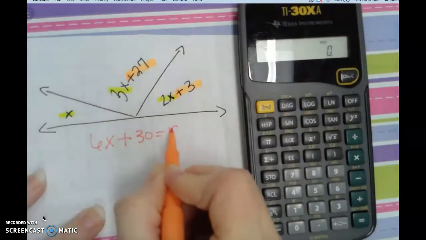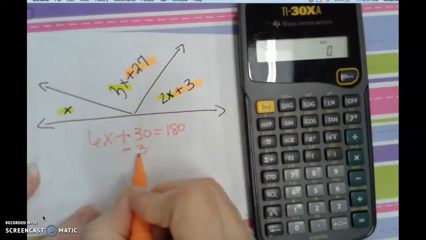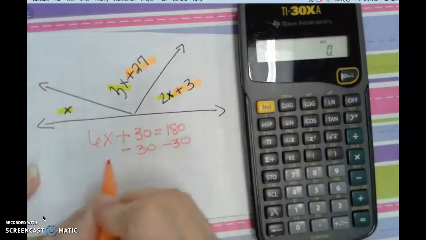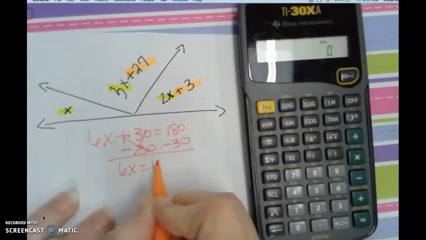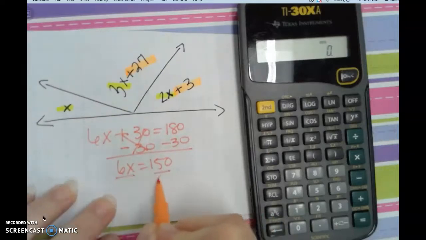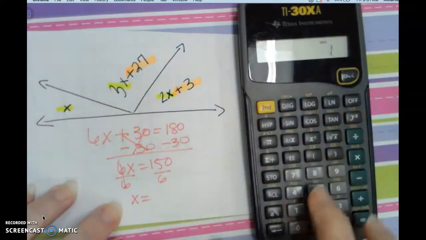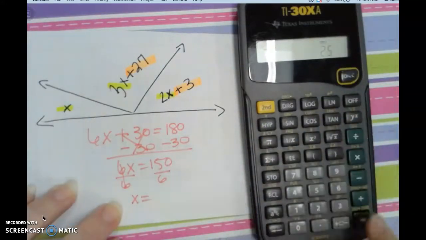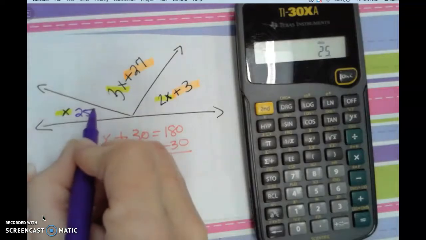And we know all of that equals 180. So now I'm going to subtract 30 from both sides. 6x equals 150. If it's 6 times x, now I want to divide by 6. So 150 divided by 6, and I get 25. So this means this one's 25. I don't have to do much more to that.